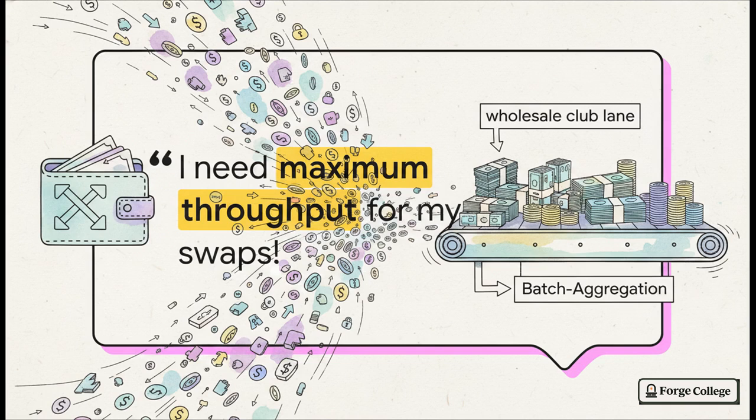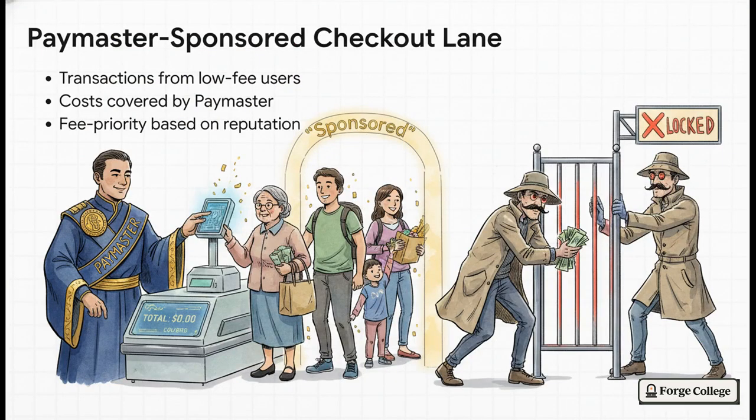They can totally afford to wait, say, 200 milliseconds to pack a bundle. So for them, that wholesale club lane, batch aggregation, is a perfect fit. But what about a paymaster-sponsored consumer dApp?